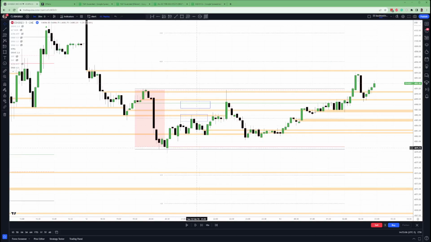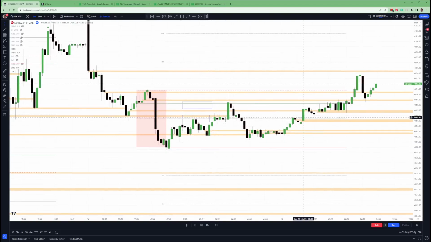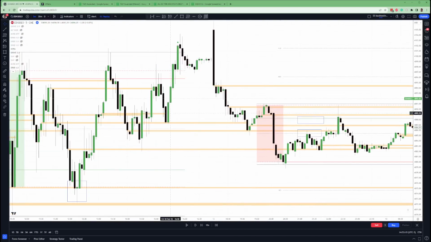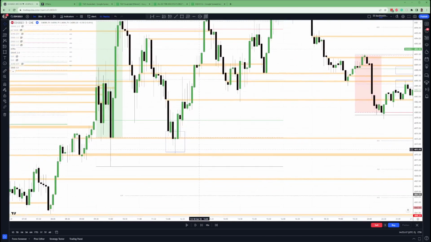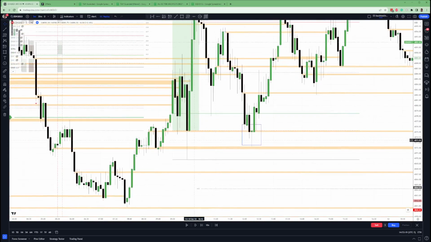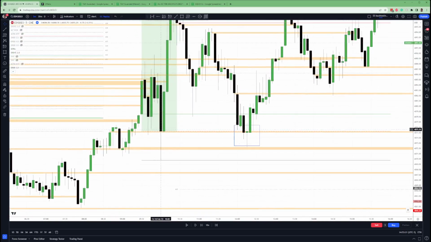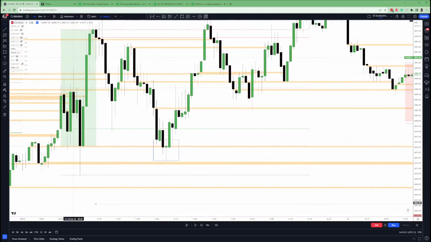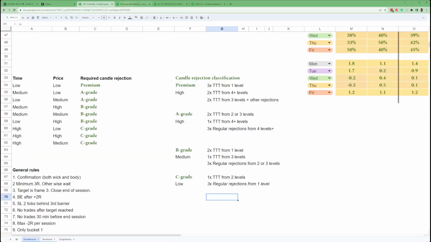So that would look something like this. Let's see if I can find something. Something like this. So you see here this VIP on top of this IDR level, and then the candle goes below and closes exactly on the IDR and also on this VIP. So that is the least amount of rejection that you want to see. And even that is actually pretty weak. It's the lowest grade that I classified.